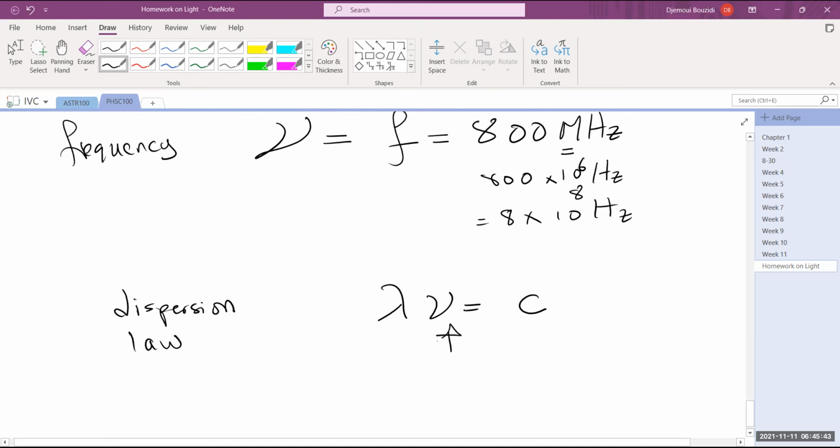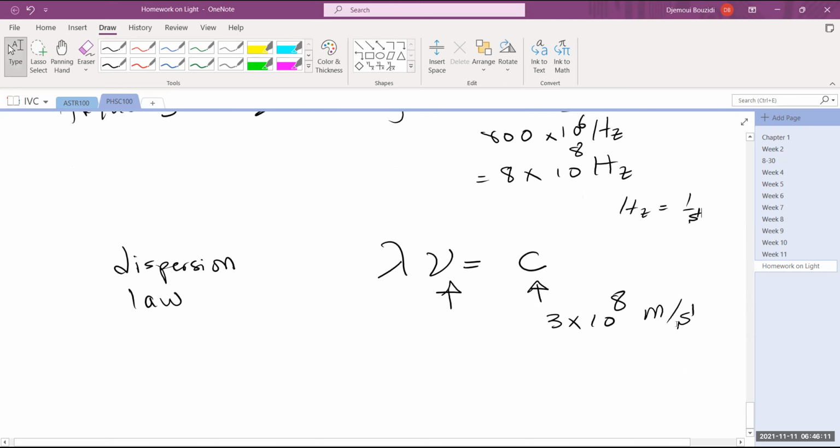Obviously, we are given the frequency. We know the speed of light, which is 3 times 10 to the power 8 meters per second. By the way, the hertz, if you remember, is the same thing as 1 over second in terms of the units. It's just in honor of Mr. Hertz that we call it hertz. It's not a fundamental unit; it's a derived unit, the inverse of one of the fundamental units.